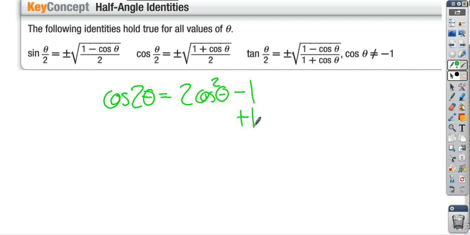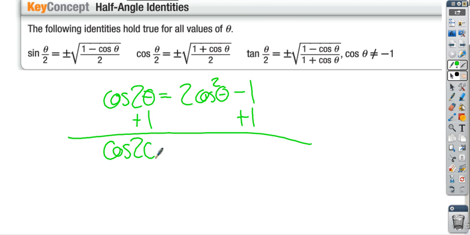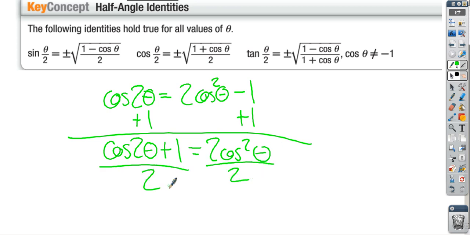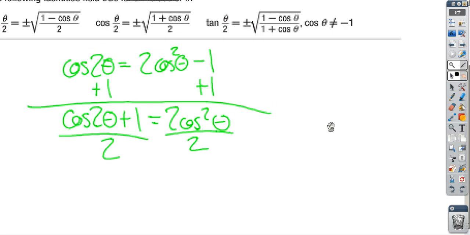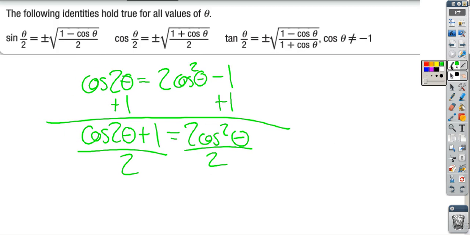If we solve this for cosine, we would add 1 to both sides. We have 2 cosine of 2 theta plus 1 is equal to 2 cos squared theta. Let's divide both of these by 2. So we're going to have this. I'm just changing the order of this right here.